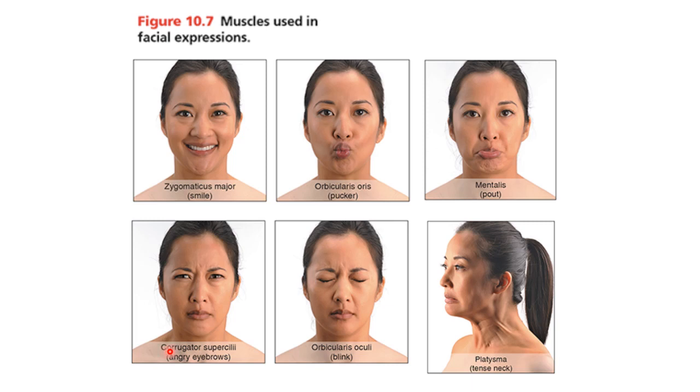Here is corrugator supercilii. You're going to look angry, angry eyebrows with that one. Orbicularis oculi, that's going to make you blink. That's another one of your circular muscles. And the platysma is a tense neck type of contraction.